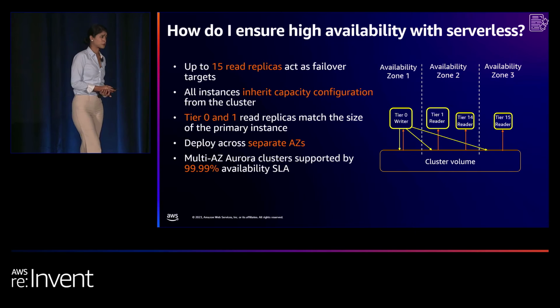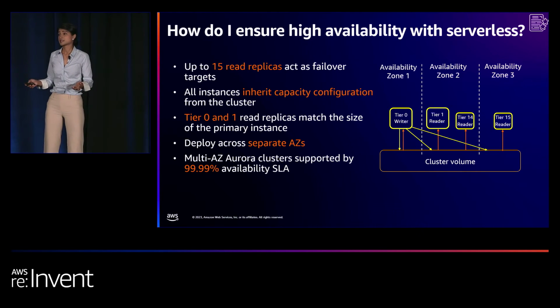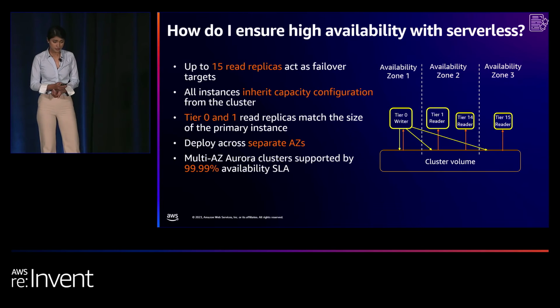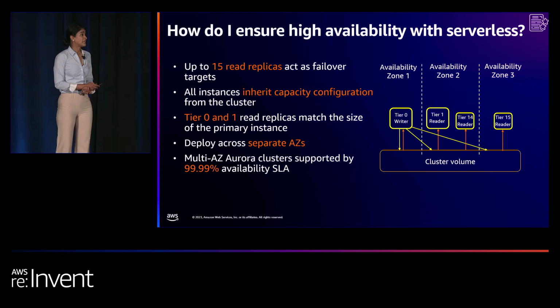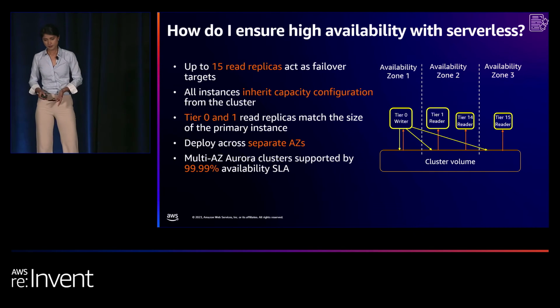Similar to provisioned, you can spread these serverless instances across different availability zones for high availability. A multi-AZ Aurora cluster is supported by a 4 nines availability SLA, and the same applies for serverless. So none of that changes in serverless.